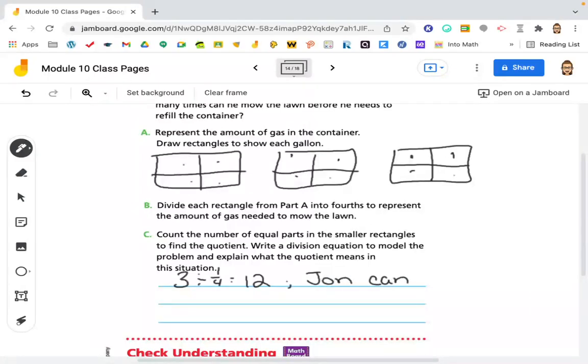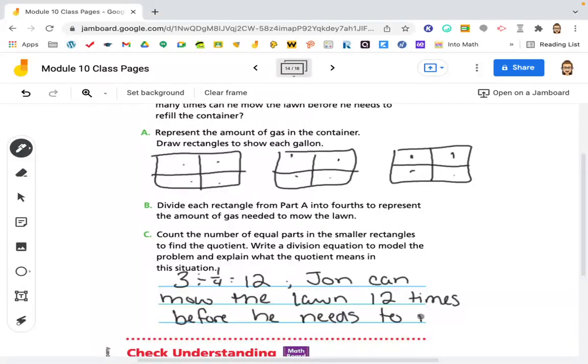John can mow the lawn 12 times before he needs to refill the container with gas.